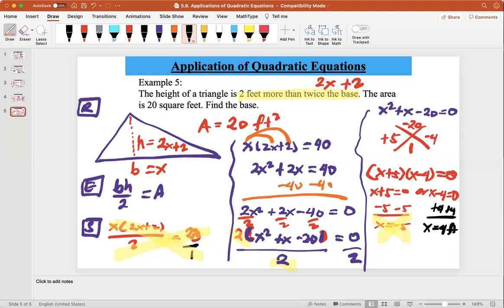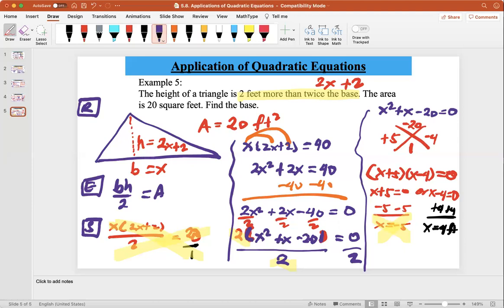Are we done there? I think we're done. We are only asked to find the base. If you want to find the height, then that's the time you evaluate 2x plus 2, where x is 4. So you have 2 times 4, 8, plus 2, 10, but we're not asked to find that. Next time, if you want to find the base and the height, then you have to evaluate both.